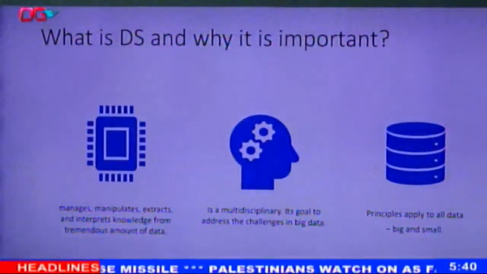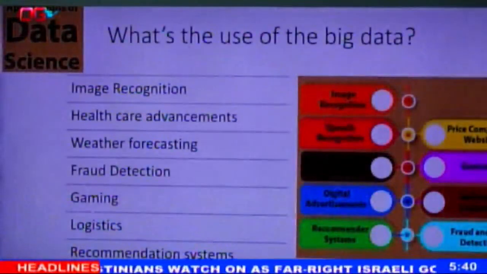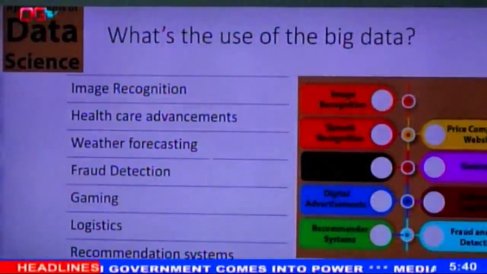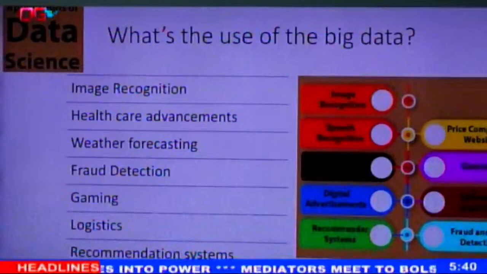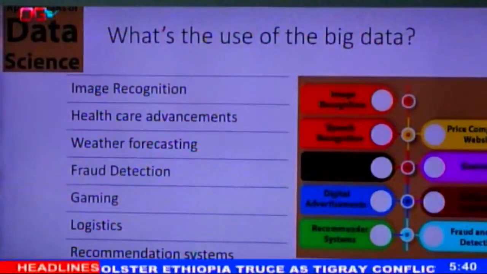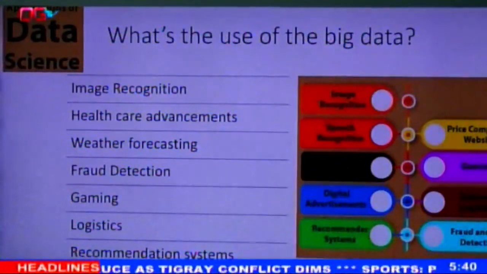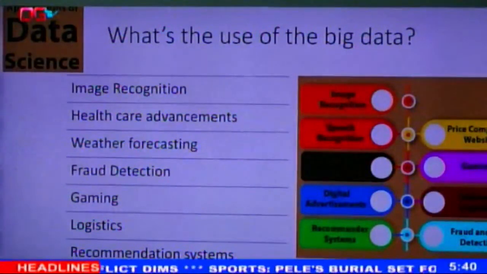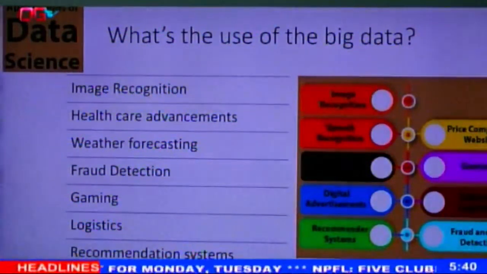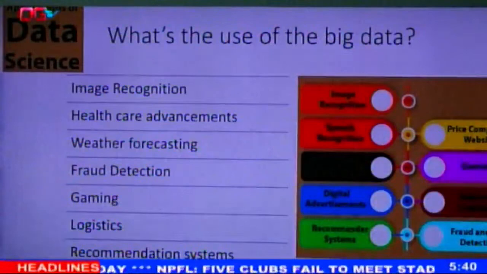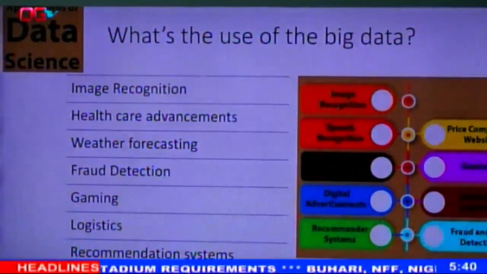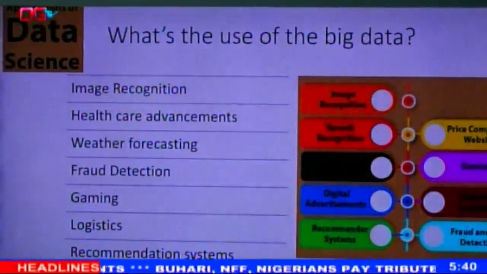So what is the use of this big data? You can use it in image recognition, healthcare advancement, and weather forecasting. That is how meteorologists are able to know that in a few months' time it's going to rain, or there is going to be flooding. Because of the data they have gathered over the years, they are able to forecast. They are able to identify trends or patterns, and with that, they are able to make informed decisions about what is going to happen.